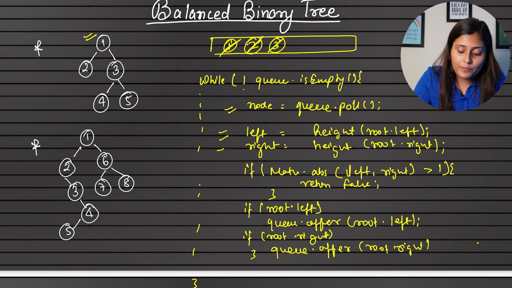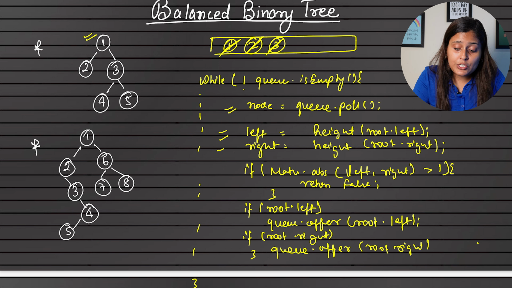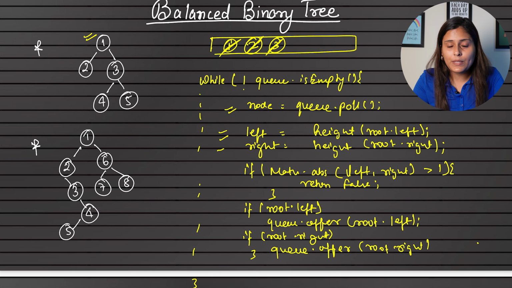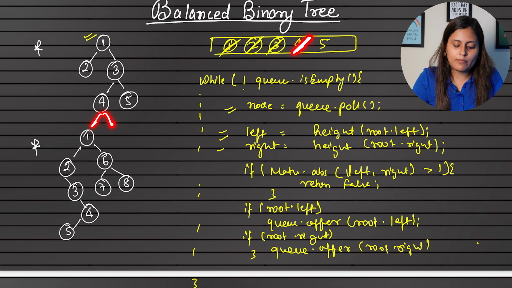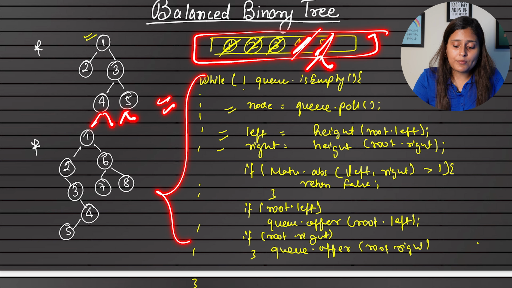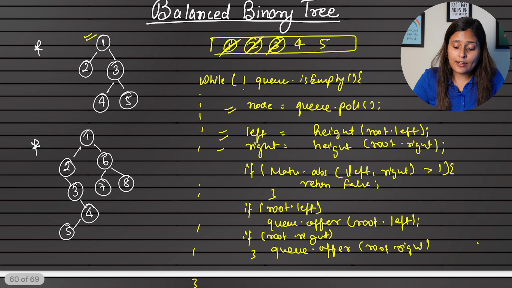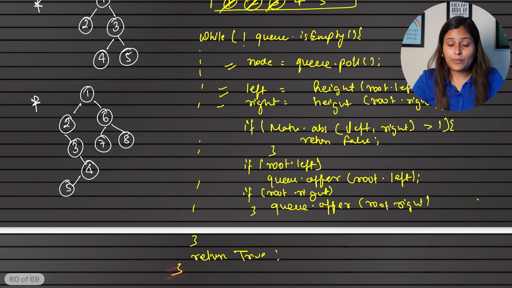So next time we'll pop 3. Now we'll check for 3 left and right height, 1, 1, difference is 0, it is still a balanced binary tree. Now it's time for their children to go. So we'll insert 4 and 5. Again for 4 also we'll check 0, 0 height, balanced, 5, 0, 0 height, balanced, means now after popping all, the queue will become empty, we will come outside the while loop and we can return true then and there.